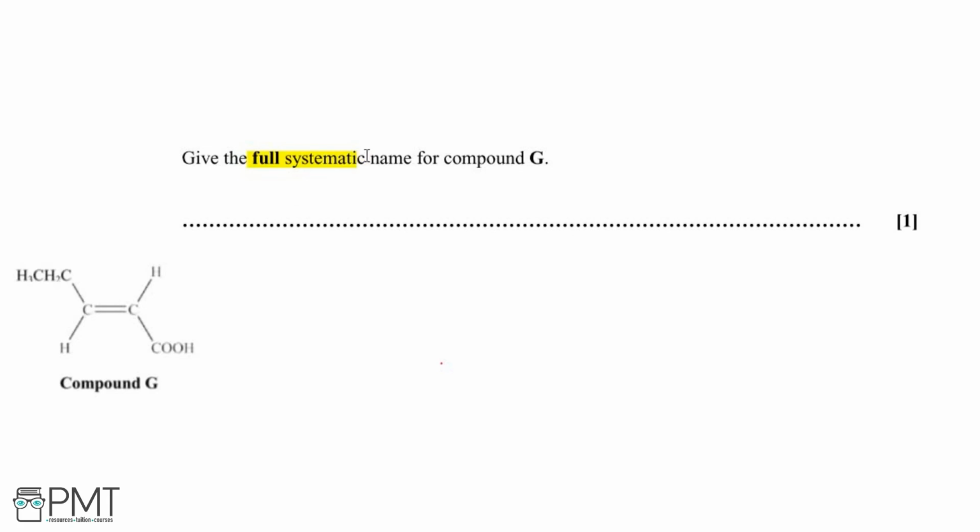Give the full systematic name for compound G, which is shown here below. So let's start by drawing out compound G in a more detailed displayed formula so that it's a little bit easier for us to name. So I'm going to start by drawing in the double bond. We've then got our carboxylic acid group, and let's add in our hydrogen here. And we've got another hydrogen up here, and then an ethyl group overall. So we've drawn this out.